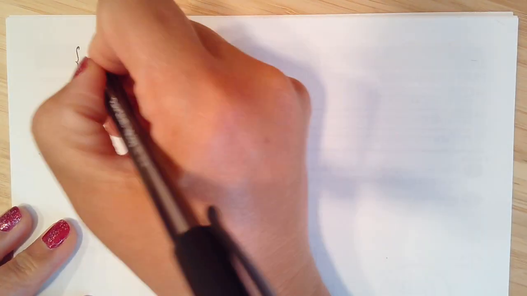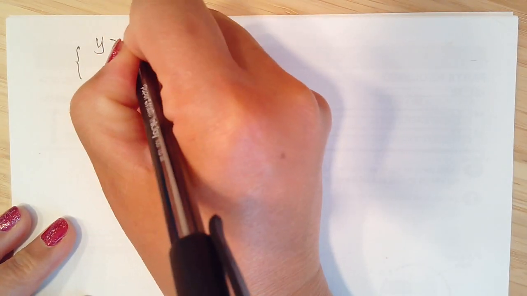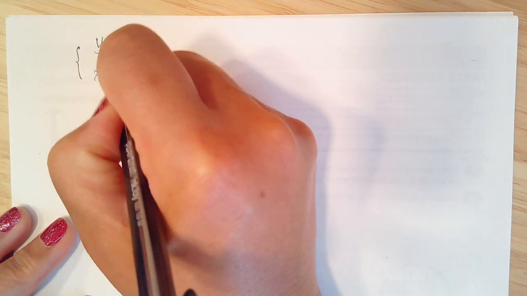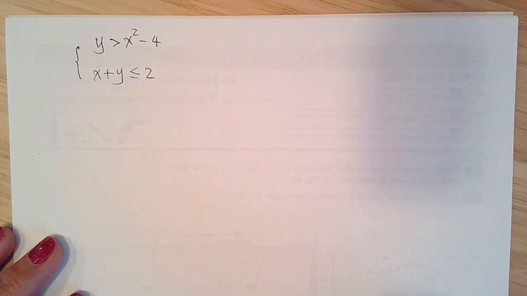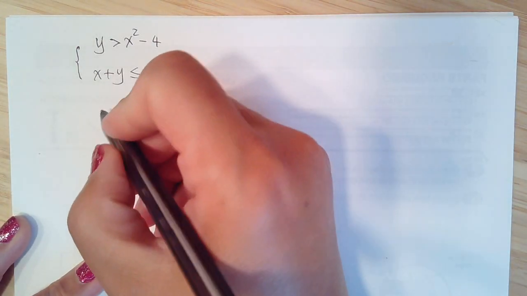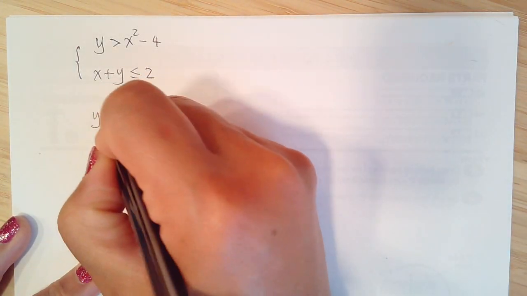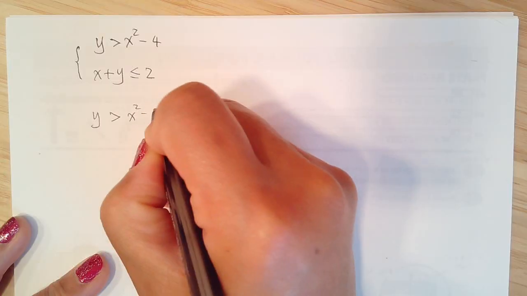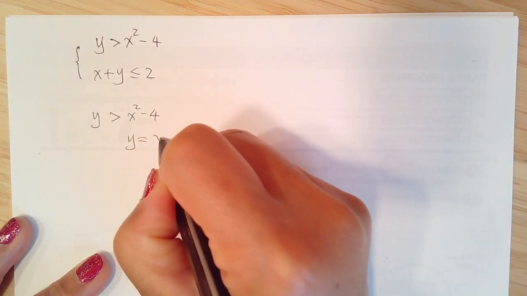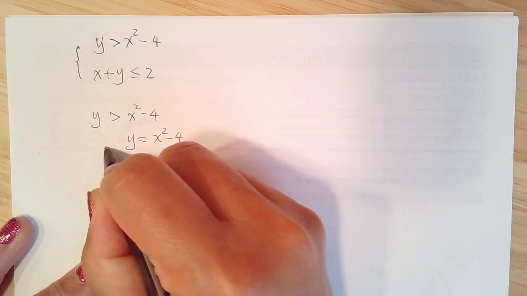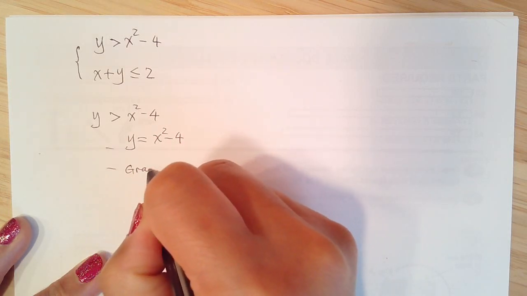is this. Let me give you the last example. y is greater than x squared minus 4, x plus y less than or equal to 2. It's not hard at all. We just have to do both. So the first one, we get y greater than x squared minus 4. So 4 steps, okay? The first one, y equals x squared minus 4, and then graph. Do you know how to graph it?